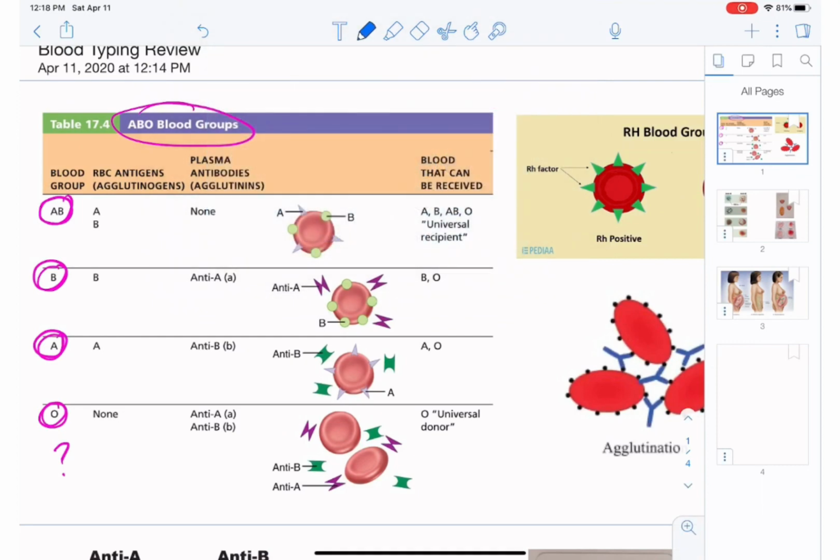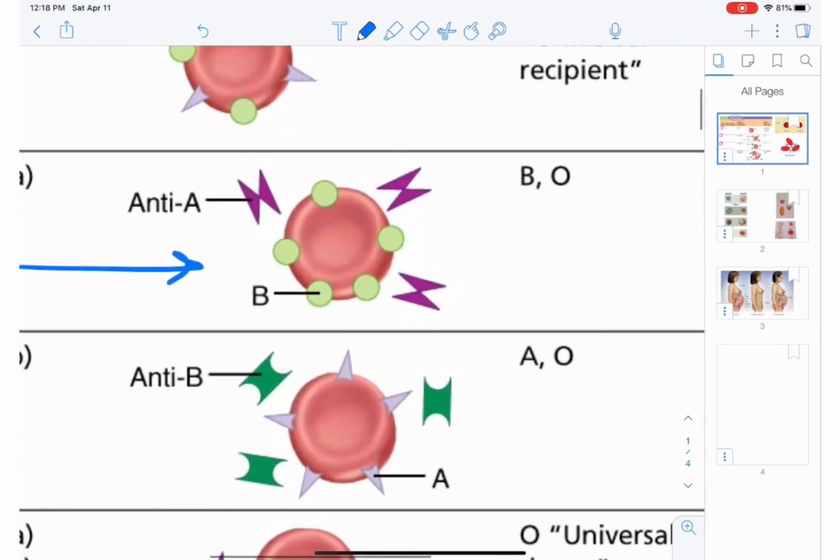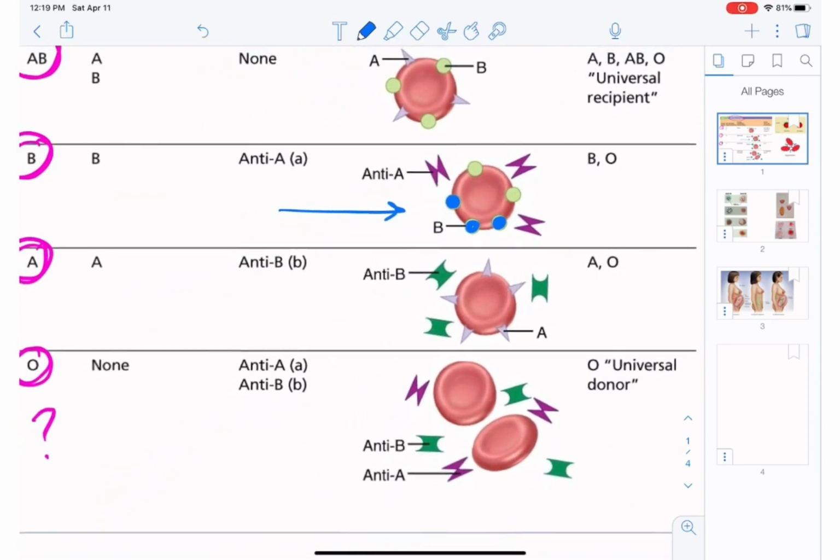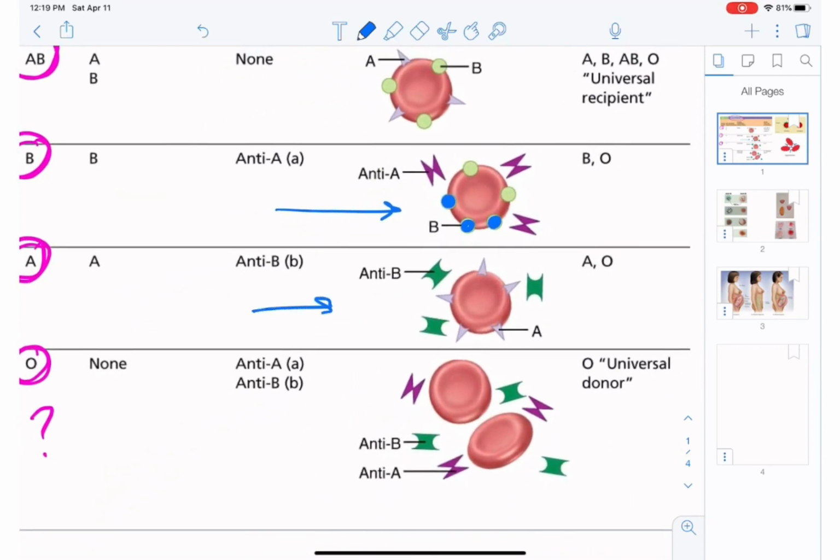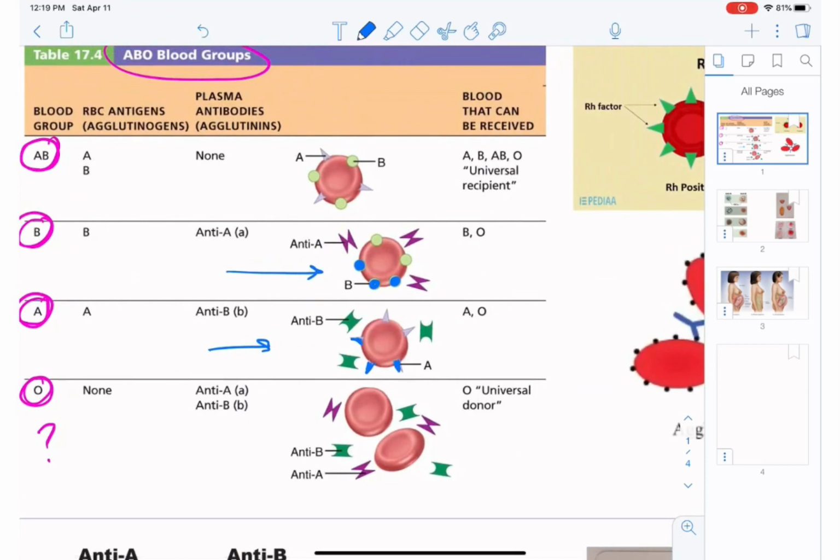So let's take a look at this type B individual. The reason this person is a type B blood type is because they have type B antigens that are located on their red blood cells. The reason this is a type A individual is because they have type A antigens that are located on their red blood cells. What if you have both of those? What if you have both type B and A antigens that are located on your red blood cells? Well, then you're type AB.